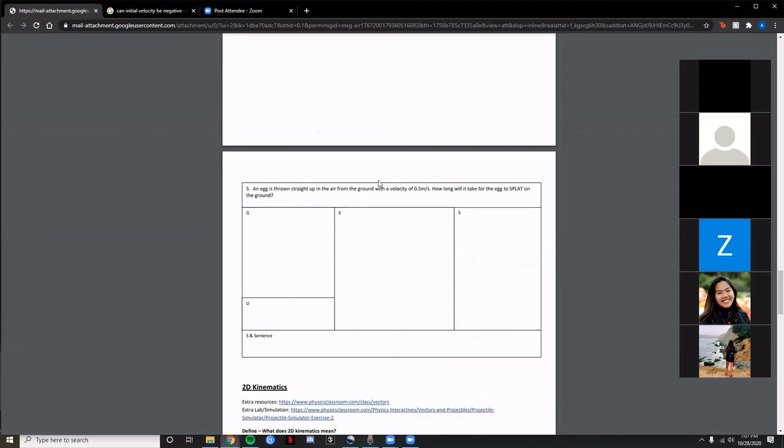All right. So an egg is thrown straight into the air with a velocity of 0.5. So v equals 0.5, or we can just do v of f equals 0.5. How long will it take for the egg to splat on the ground? Acceleration with gravity equals negative 9.8. That's a fact, right? Now, what we're looking for is time. The equation we're going to be using is a equals delta v over delta t.